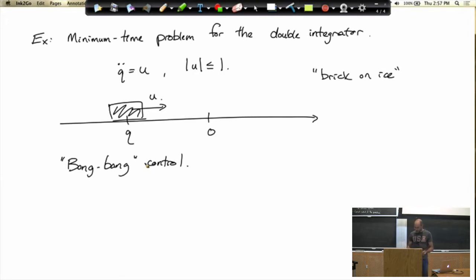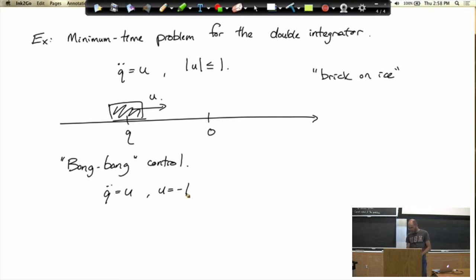All right, so let's think about what happens. What's the differential equation here? I guess we'll start from the end. Let's see what happens if I slam on the brakes. Let's think about how we decelerate. For the case where q double dot equals u, and u equals -1, that would be my slam-on-the-brakes dynamics.